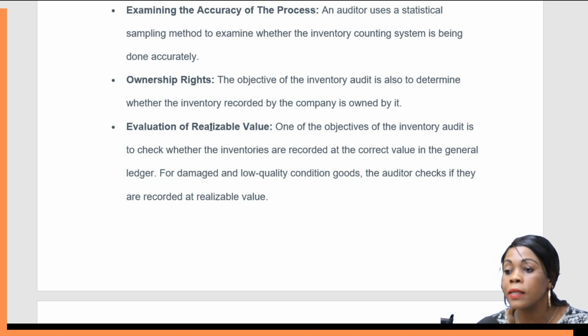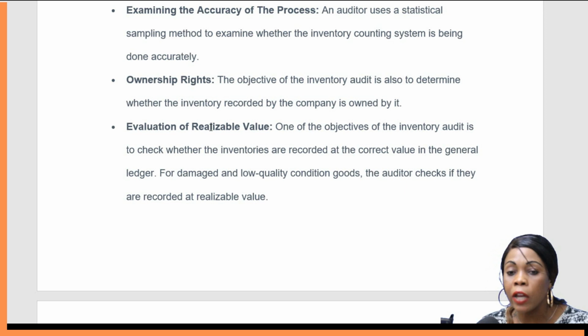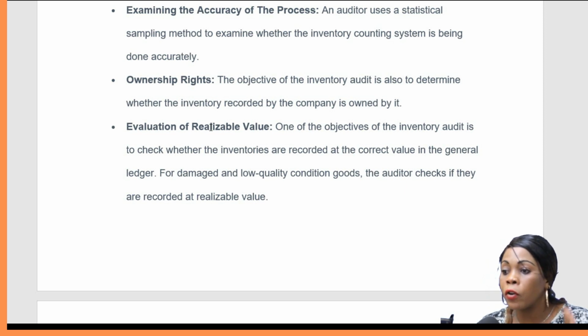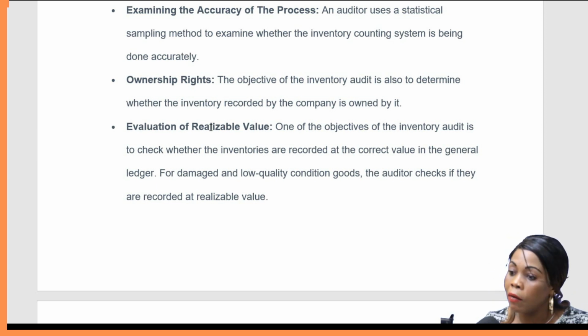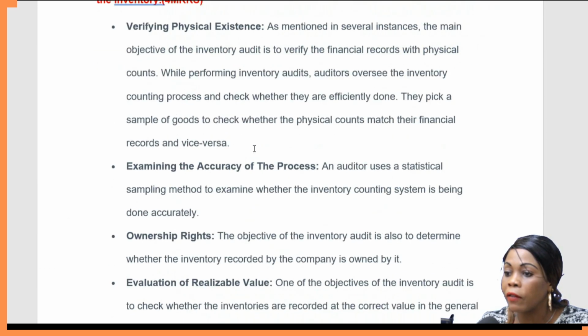Another objective is evaluation of realizable value. Okay, the auditor will check whether the inventory is recorded at the correct value in the general ledger. For the damaged or low quality condition goods, the auditor checks if they are recorded at a reasonable value. Okay, I think that is through with the objectives. I've given you 4 of them.